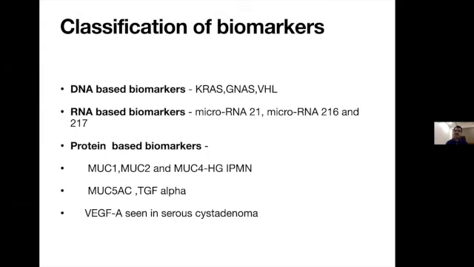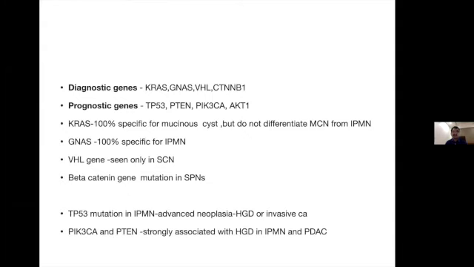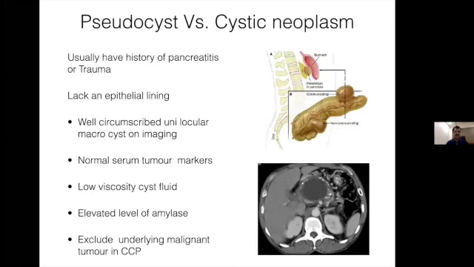So there are so many biomarkers available which are based on DNA, RNA, or protein. The DNA-based biomarkers include KRAS, GNAS, and VHL. RNA-based include microRNA 21, microRNA 216 and 217. There are protein-based biomarkers like MUC1, MUC5AC, or VEGF-A, which is seen in serous cystic neoplasm. So the biomarkers can be based on diagnostic genes, or some of them will have prognostic implications as well.